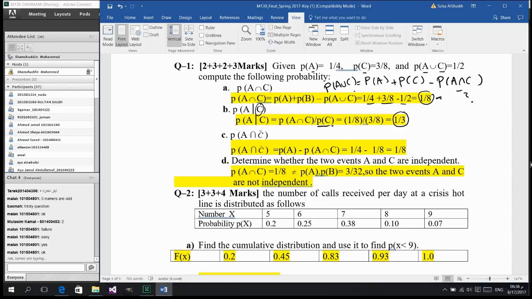Probability of A intersect complement of C. You remember, when we talk about you have A, you have C. A intersect complement of C means this part, right? This is A intersect complement C. So we can just say that this is the probability of A entirely minus the probability of the intersection. Again, this is one of the properties we already had.